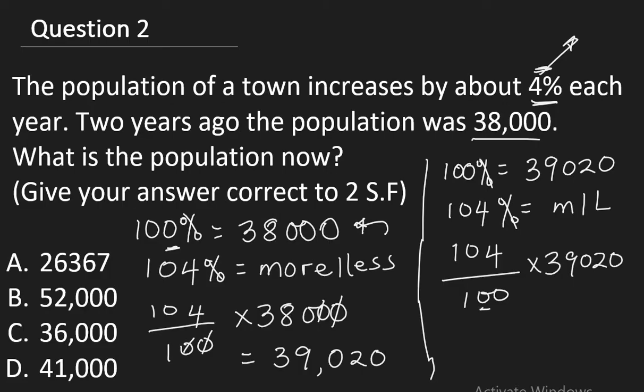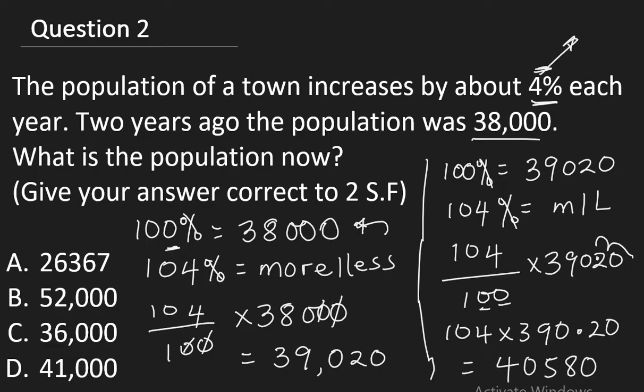Okay, 100 has 2 zeros. To divide, you move twice, 1, 2, and put your decimal point. 104 times 395.20, if you calculate this, it will give you a value of about 41,100.80. Look at the last sentence, the instruction in the bracket.